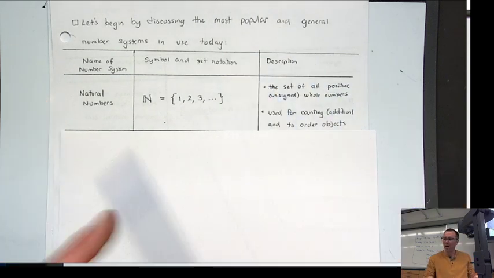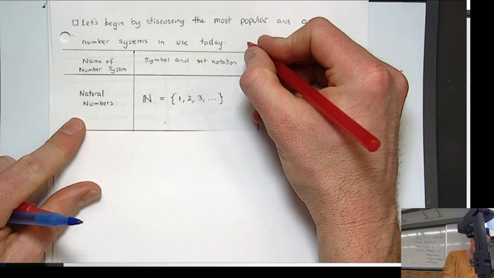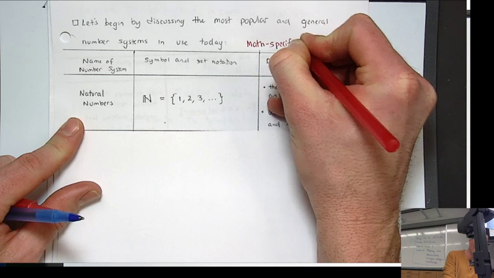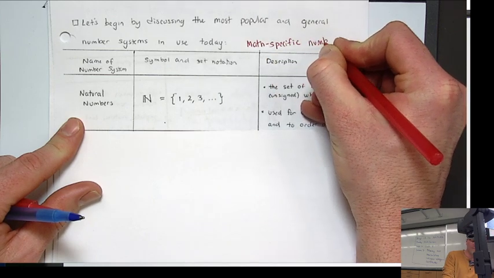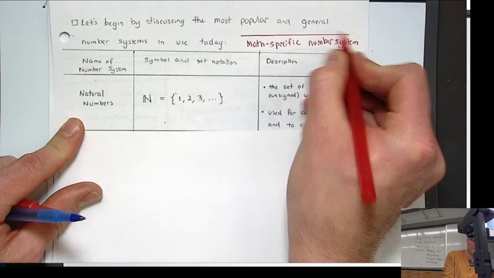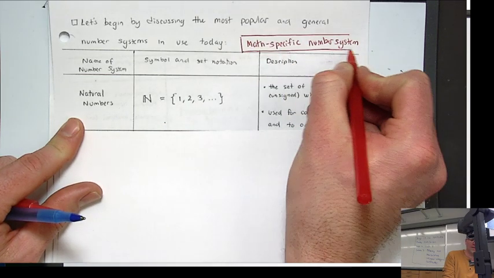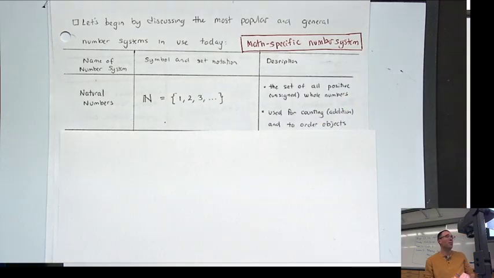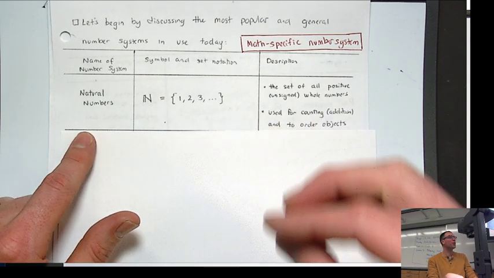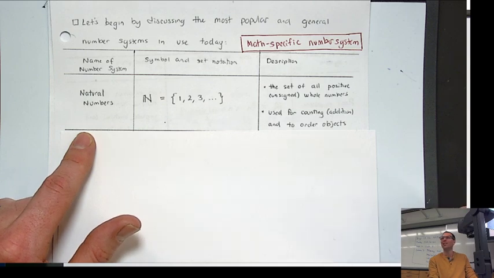I want to talk about what I would call math-specific number systems. Could you guess what I mean by math-specific number systems? Mechanisms to describe numbers in math classes. What I'm about to say is not directly relevant for computer science classes. Could you guess why?